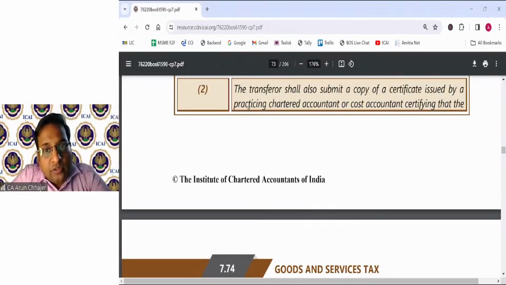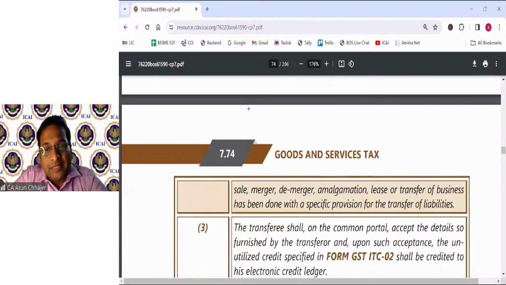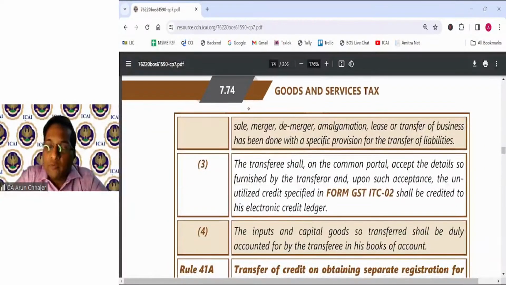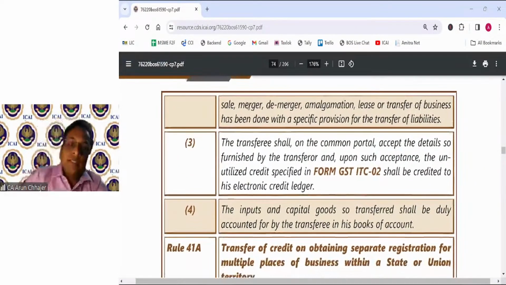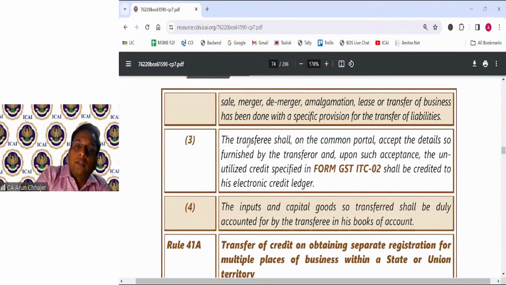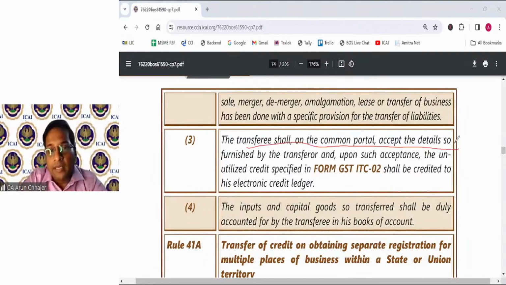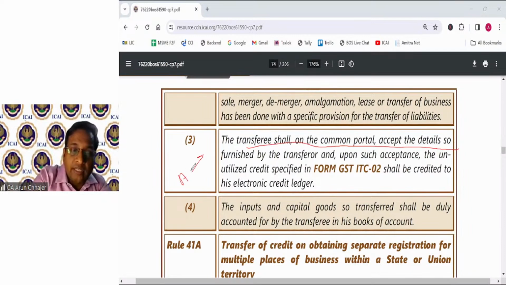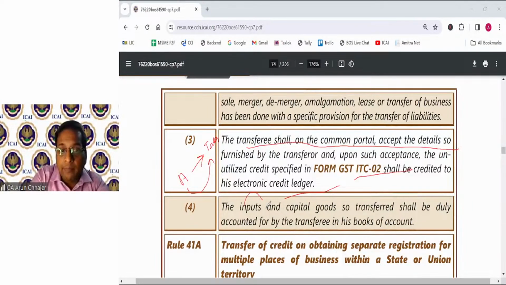The transferor shall also submit a copy of the certificate issued by the practicing chartered accountant or cost accountant certifying the sale, merger, amalgamation, lease, transfer of the business has been done with a specific provision for the transfer of the liability. Okay. The transferee on the common portal accepts the details furnished by the transferor. So Air India has sold the business to the Tata. So Air India will file the ITC-02, and Tata will accept that ITC-02. It shall be credited to the credit ledger. Input and capital goods so transferred shall be duly accounted for by the transferee in the books.